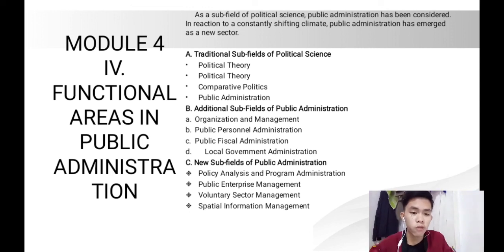Lastly, we have the local government administration. In studying local government administration, the concept of decentralization is taken into account. Decentralization as a process is one of the widely researched topics. Administrative organization and operations of local government are discussed. Structures and processes of regional administration are likewise discussed. So we have these subfields.